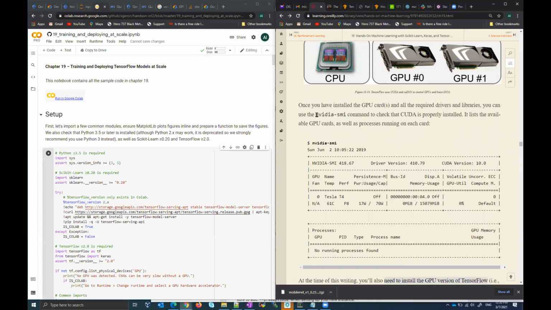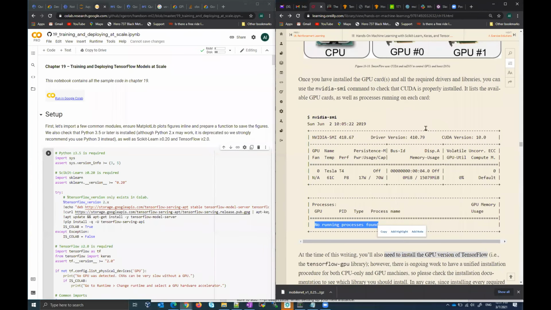So here's the NVIDIA SMI command to check, with CUDA, how the GPU is being used. We can see the memory usage and the processing. In this case nothing is running here, and from this it seems nothing has been run recently. No, nothing is used yet.